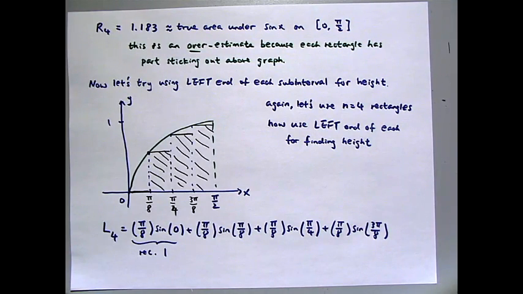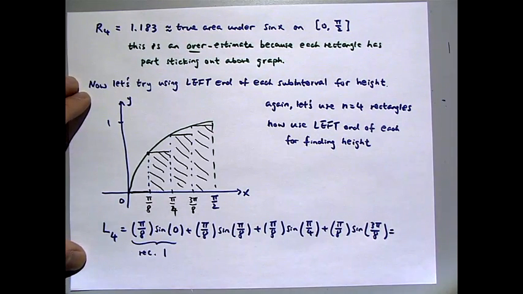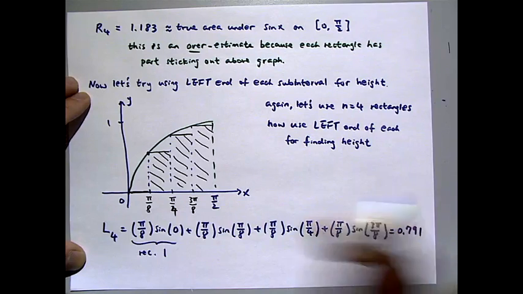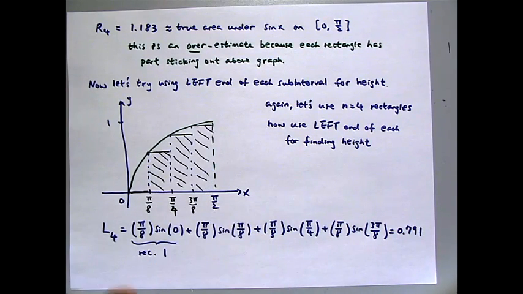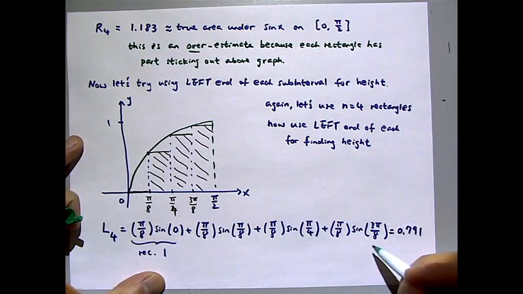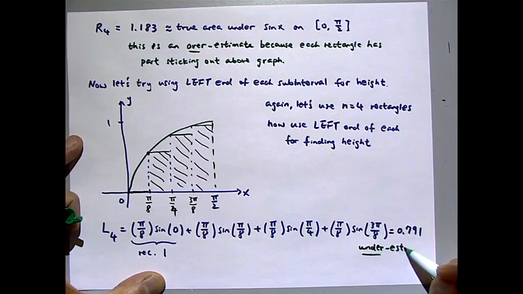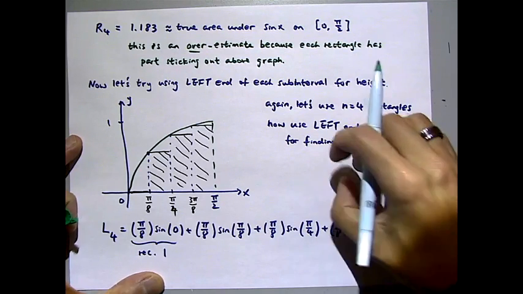Okay, is it clear where each of these numbers came from? If you got the idea from the right one, the left-hand one is the same thing. So this turns out to be something around 0.791. And we know just by looking at the picture, this is going to be an underestimate.